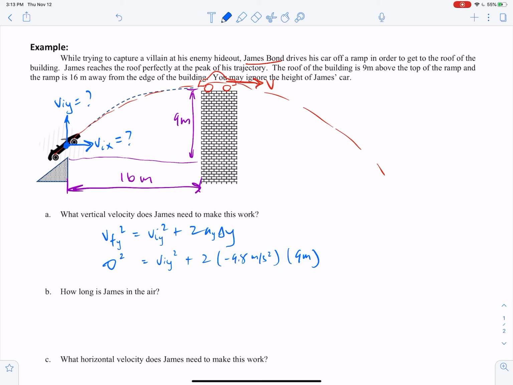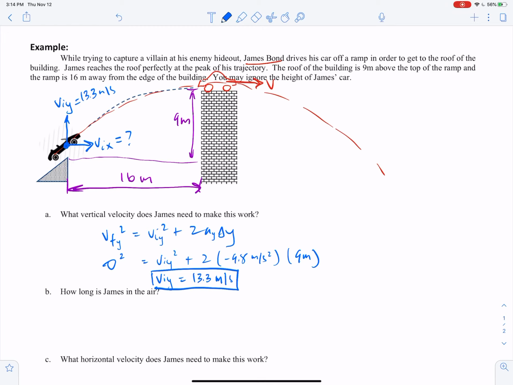So I can multiply out 2 times -9.8 times 9, and then subtract that, bring that over to the other side, and take the square root, and I get that the initial vertical velocity is going to be 13.3 meters per second. So that means we have 13.3 meters per second here. Question B, how long is James in the air?